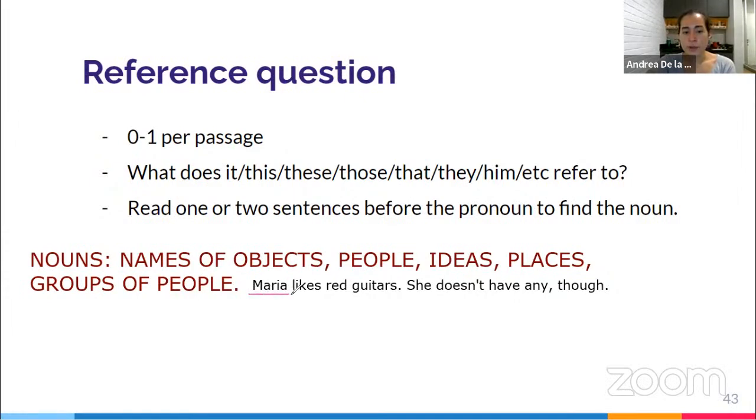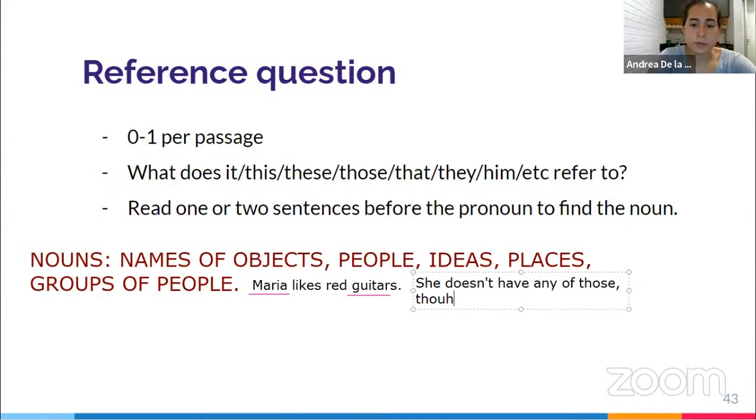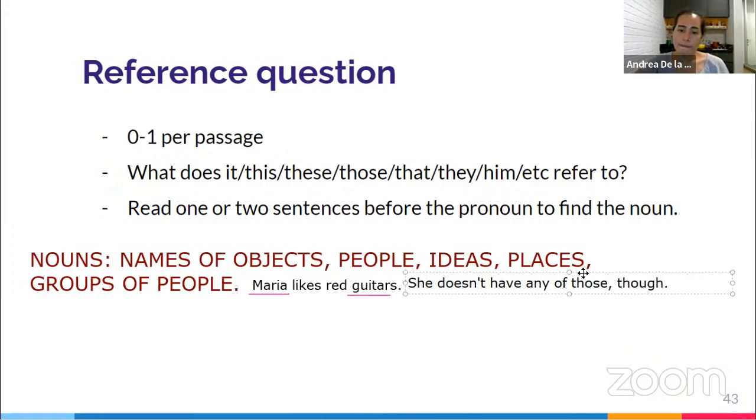So in the first one, we said that we have two nouns, right? We're gonna make this even better. I'm gonna change this so that you can see more examples. Let's say, he doesn't have any of those. Okay. Now we have two nouns in the first sentence, right? Maria was a noun and guitars was another noun, or guitar.